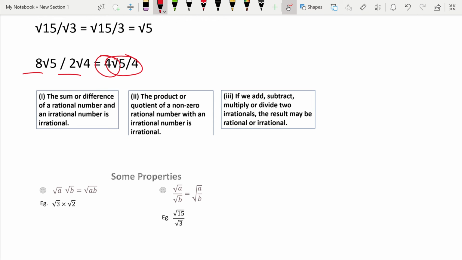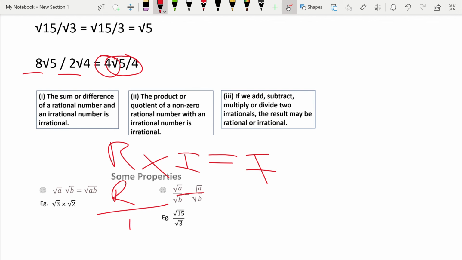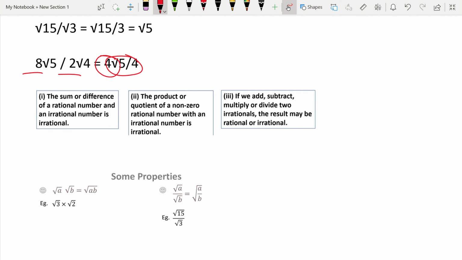The product or quotient of a non-zero rational number with an irrational number is irrational. So if you have any non-zero rational number, r times I is going to be I, okay? And r by I is going to be I too. So if you have irrational in there, it's going to make the whole thing irrational. If we add, subtract, multiply, or divide two rationals, the result may be rational or irrational.